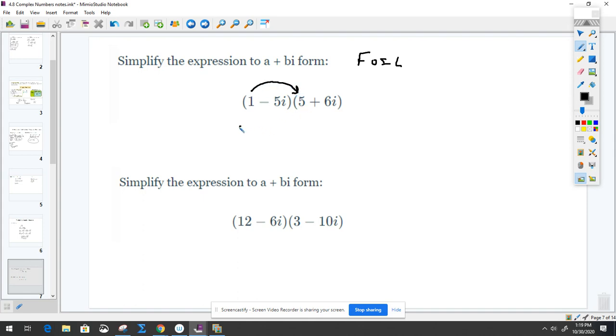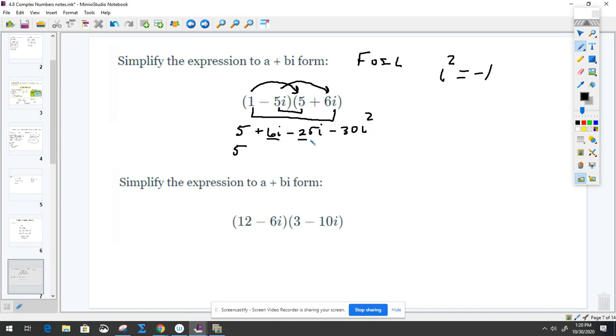1 times 5 is 5. We're multiplying. My outside is 1 times 6i, which is 6i. My inside is negative 5i times 5, which is a minus 25i. And my last two terms, this is where it's really important. Negative 5i times positive 6i is a negative 30. i times i is i squared. And again, we talked about this in the beginning. i squared is equal to negative 1. So I'm going to replace this i squared.